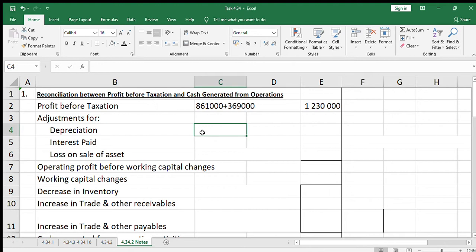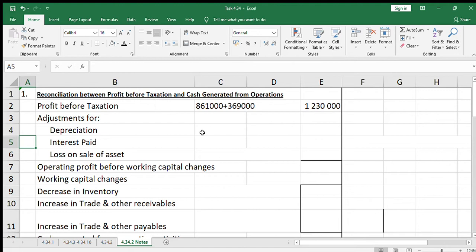And if you look, we've been given information from the balance sheet. We haven't been given much information from the income statement. So depreciation is something that we're going to have to find in another way. So I'm just going to leave that for a little while. I'm going to come back to that just now. And then the next thing is the interest paid.